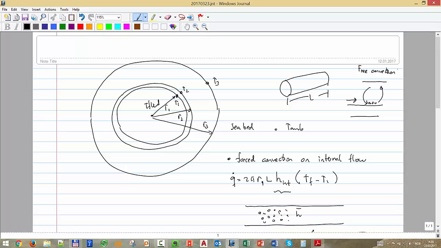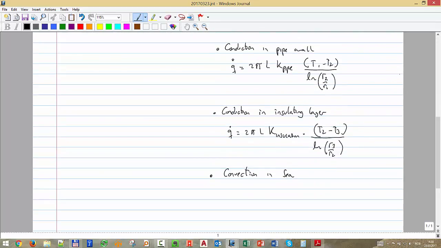And truly in the ocean you have two things, because you have that phenomenon and you also have some currents that might be flowing over the pipe. So that H is really a mixture of those things, but again, to keep it simple, we're just going to say that Q equals 2 pi R, and in that case it's R3, times H, that we can call H out, times L, times T3 minus T ambient, and that's all.